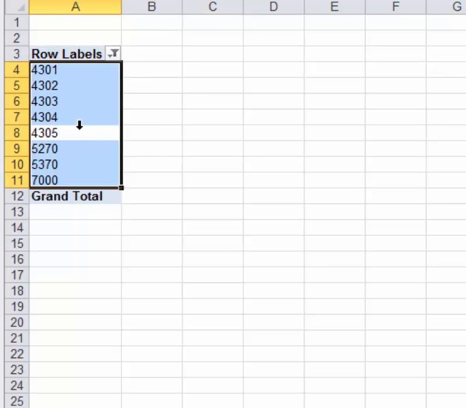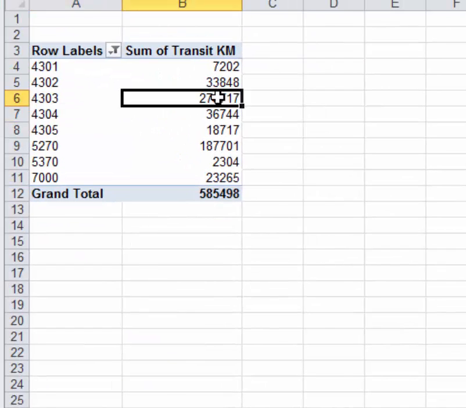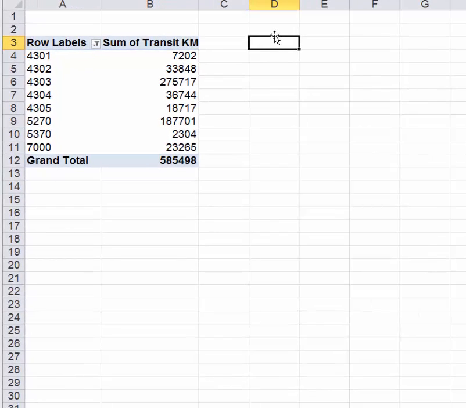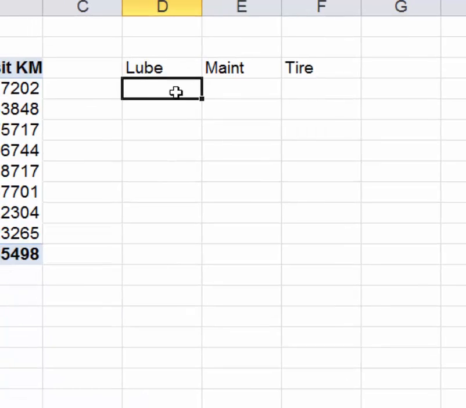So what do we want to know about the trucks? We'd like to know how many kilometers they've traveled. So it's transit kilometers. We'll put them in values. Over to the side, we can figure out what the different costs are. So let's do a few columns. We'll make this simple. There's a cost for lube, which is your oil. There's a maintenance cost, and there's a tire cost. So not all trucks have all of these.